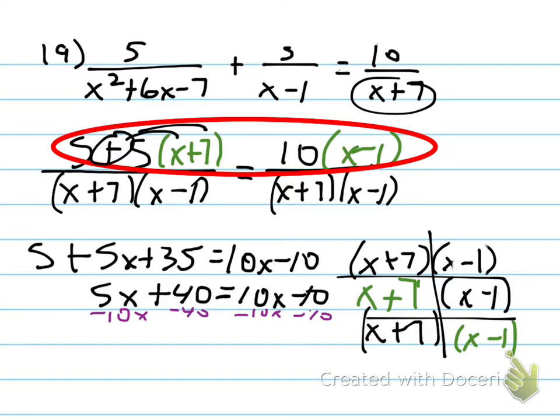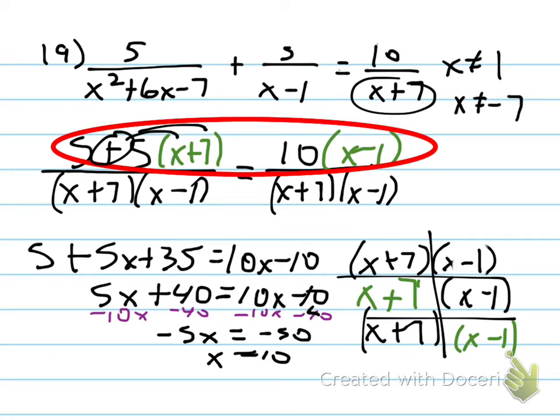So I get negative 5x equals, this is a 40 by the way, negative 50. And when I divide by negative 5 on both sides, I get x equals 10. In the beginning, we should have noticed that x cannot be 1 and x cannot be negative 7. So that means 10 is a great answer. Go Tigers.